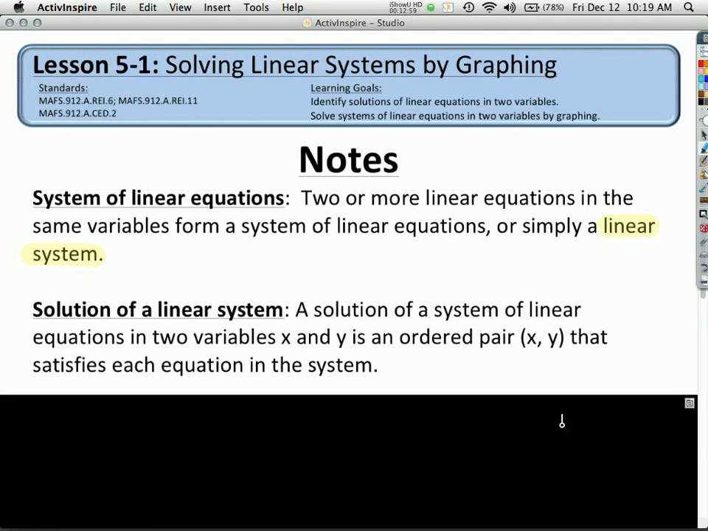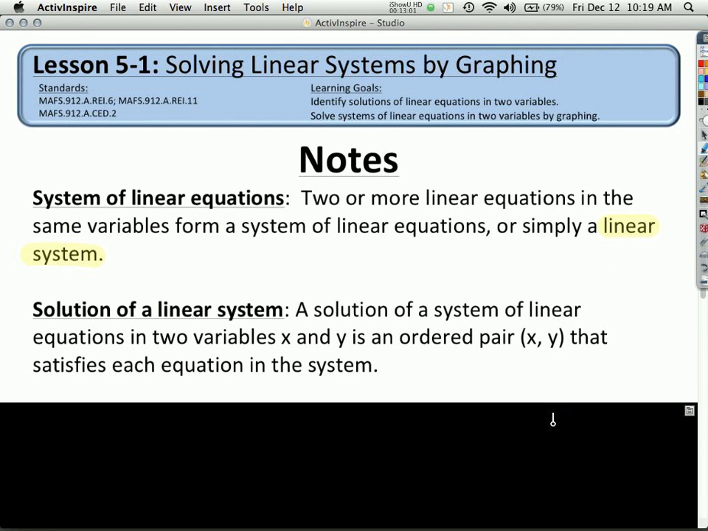Now, a solution to a system. A solution to a system is an ordered pair. You already know what an ordered pair is. But you've never really explored it quite like this.